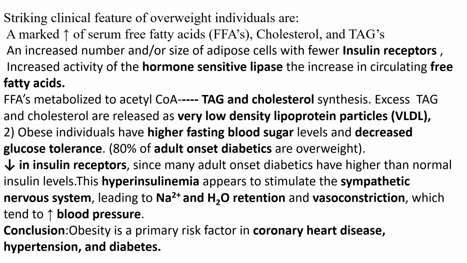Now, what will this hyperinsulinemia do? It will stimulate the sympathetic nervous system. The sympathetic nervous system will lead to sodium and water retention. When sodium and water are retained in your circulation, what will happen? Blood pressure will increase, and simultaneously they will also cause vasoconstriction. So these three factors, retention of sodium, water and vasoconstriction, will lead to hypertension. So hyperglycemia, hypertension, hyperinsulinemia, increased free fatty acid, increased cholesterol, increased TAG, and ultimately one can conclude that obesity is a primary risk factor in coronary heart disease, hypertension and diabetes. So this slide is giving you the basic concept of the pathology, what is going on, and how obesity leads to hypertension, heart disease and diabetes.